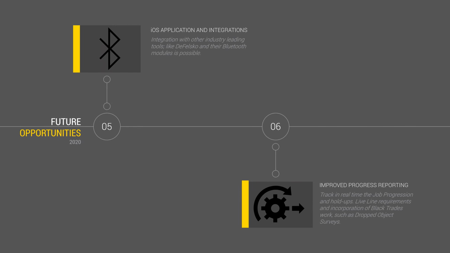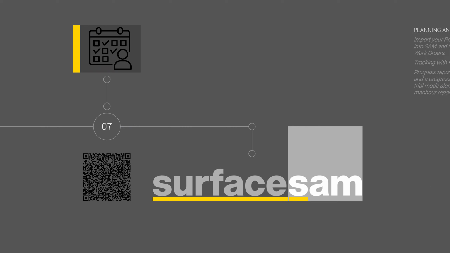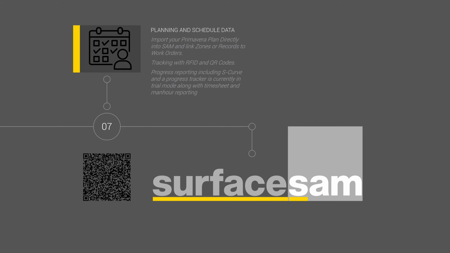With future opportunities in 2020, iOS application and integrations, so integrations with other industry-leading tools like DeFelsko and their Bluetooth modules is also possible. We'd like to improve progress reporting, real-time reporting on the job progression and holdups, live line requirements and incorporation of black trades work such as dropped object surveys. Soon we'll be able to import your Primavera plan directly into SAM and link zones or records to your work orders. Tracking with RFID and QR codes, progress reporting including S-curves, and a progress tracker is currently in trial mode along with timesheet and man-hour reporting.